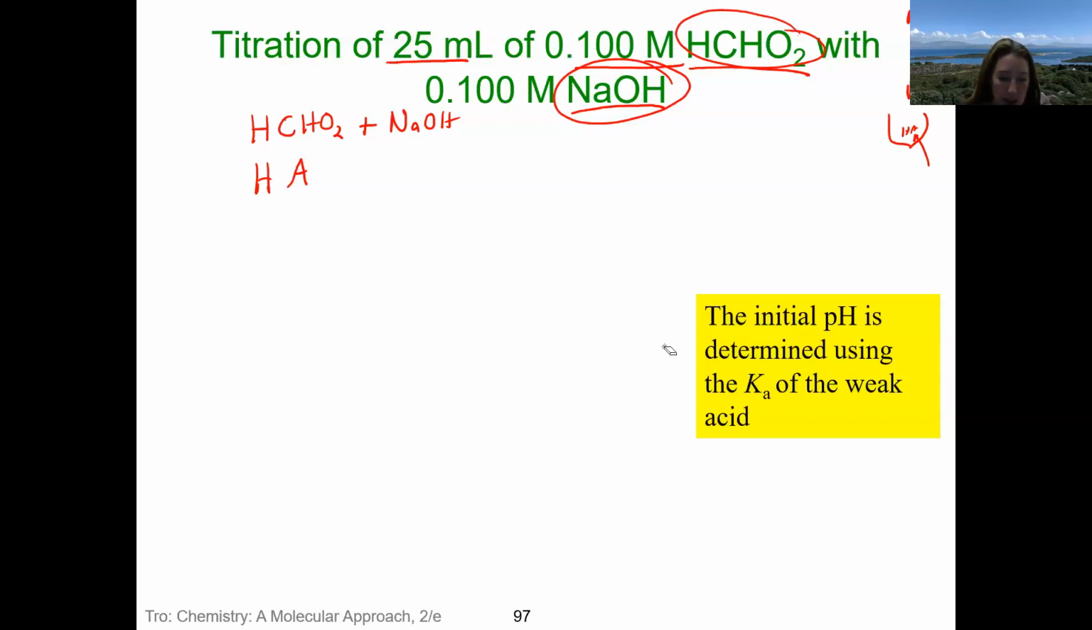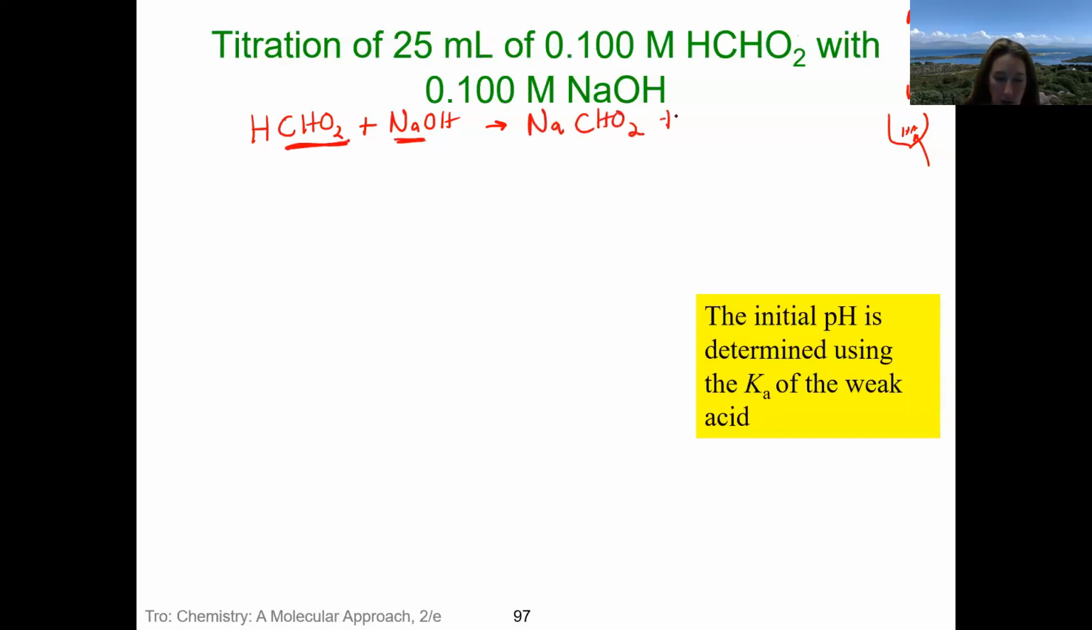So what's that going to make? Again, when we do this, it's just like adding a base. So I'm just going to do a regular double displacement reaction. Acid plus base makes salt and water, right? So I have Na goes with CHO2, right? NaCHO2 plus HOH, and HOH is just water.